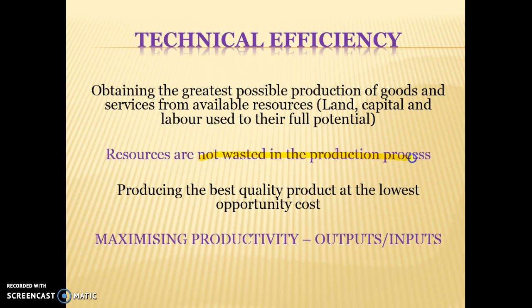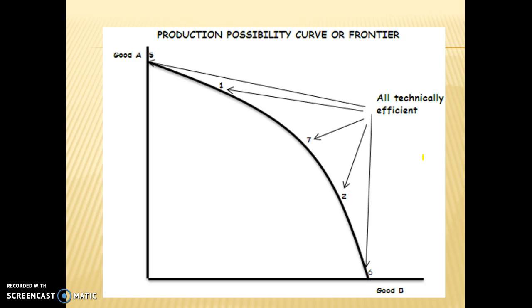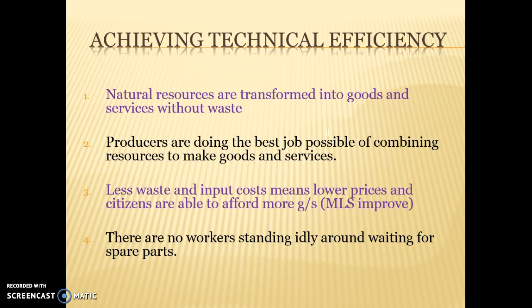Okay, there's no idle capital, there's no idle labour sitting around doing nothing. We're producing the best quality products at the lowest opportunity cost, and we're maximising our productivity, maximising our output per unit of input. It's all about productivity. So all points along our production possibility curve are technically efficient. That's really important. Okay, so to achieve technical efficiency, we are transforming natural resources into goods and services without waste.